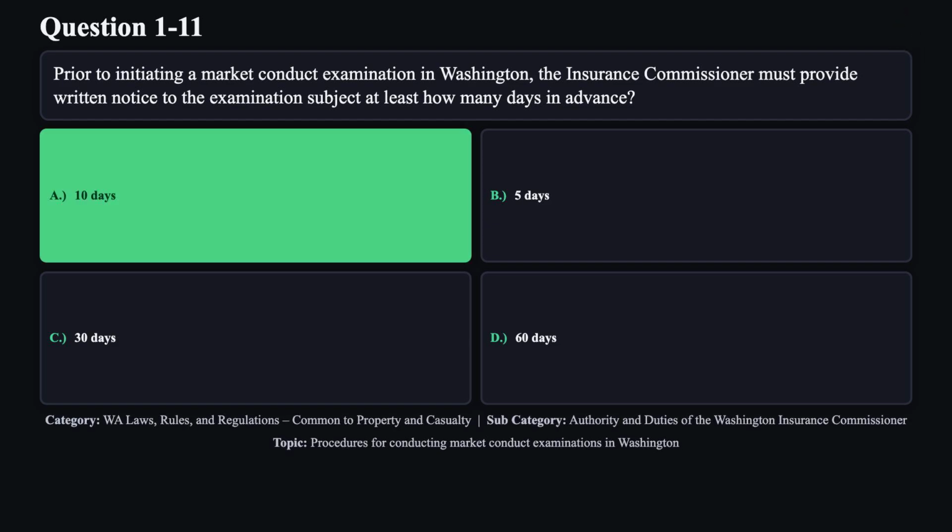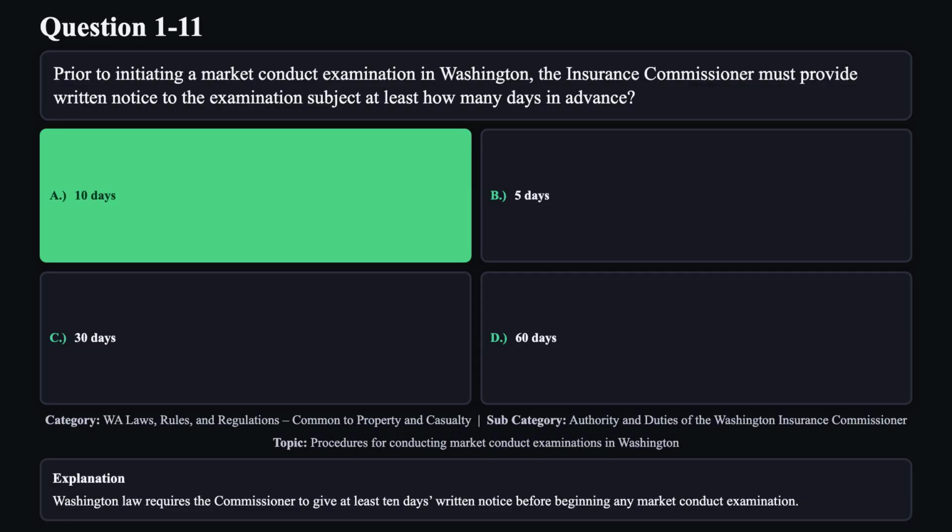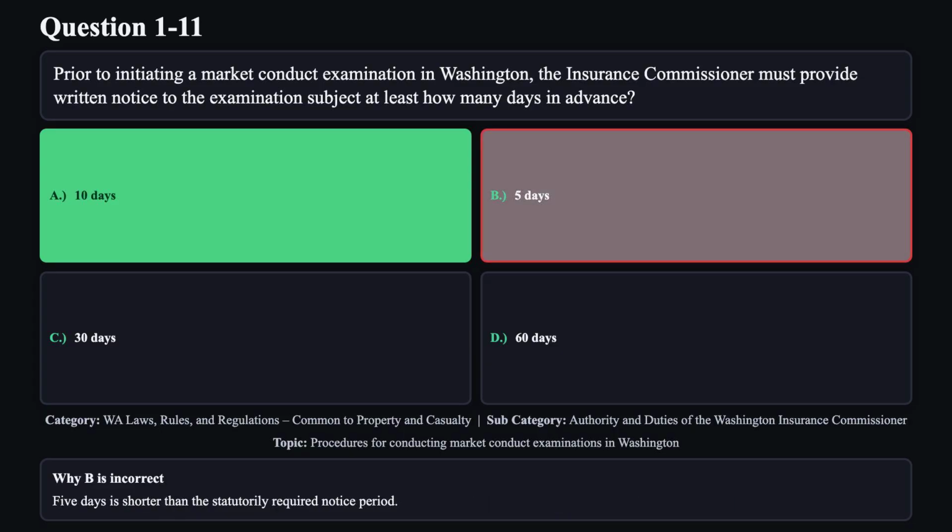The correct answer is A. Washington law requires the commissioner to give at least 10 days written notice before beginning any market conduct examination. Reason B is not correct. 5 days is shorter than the statutorily required notice period.